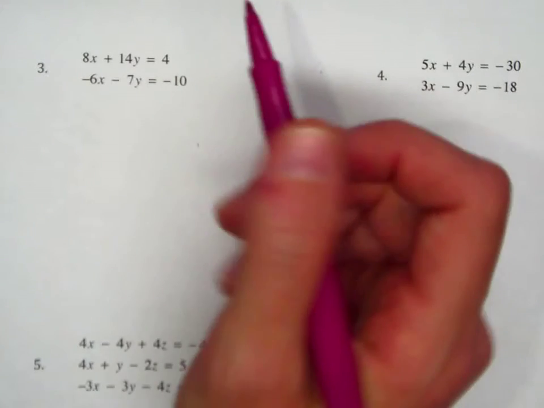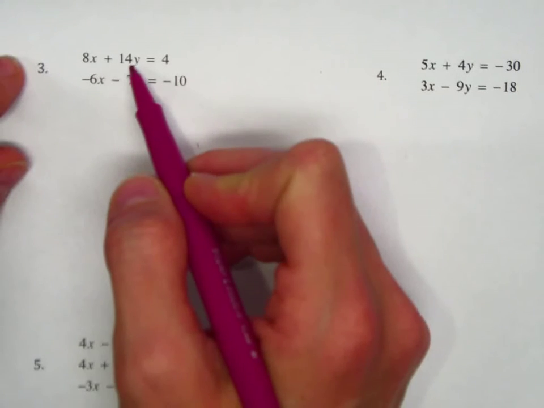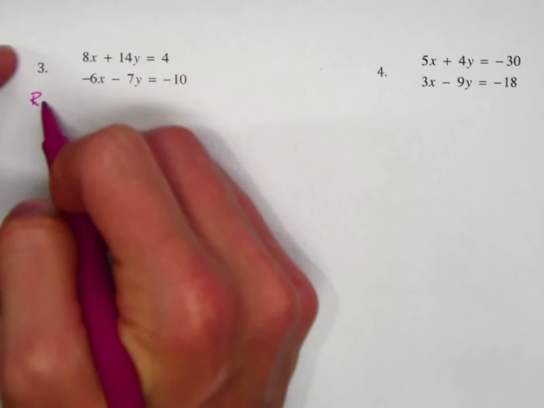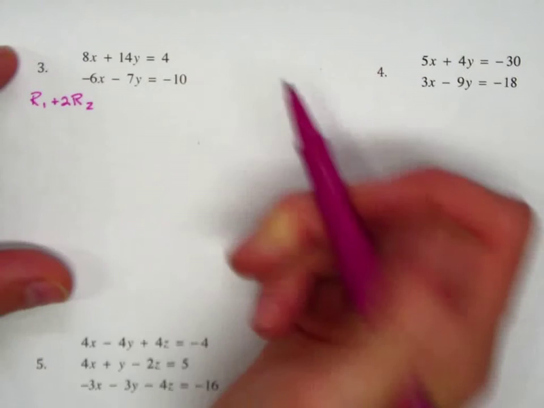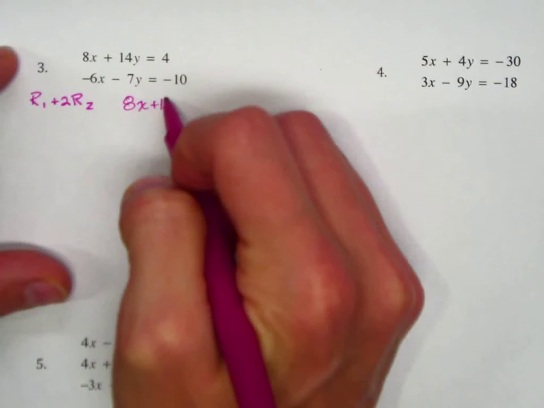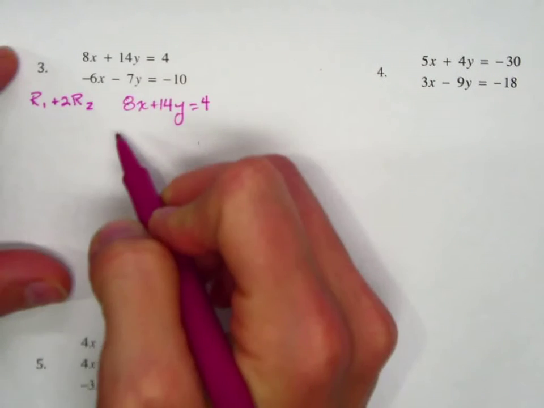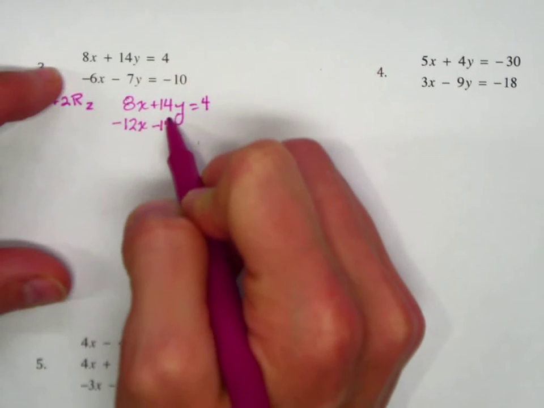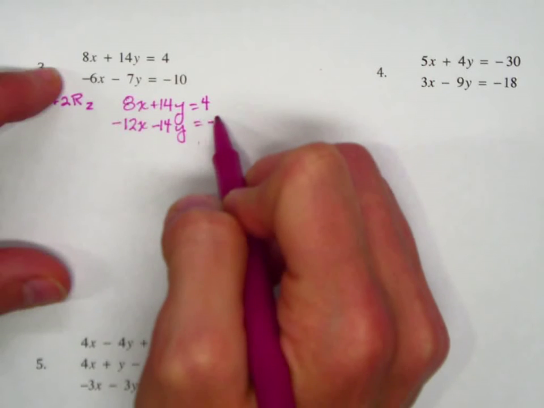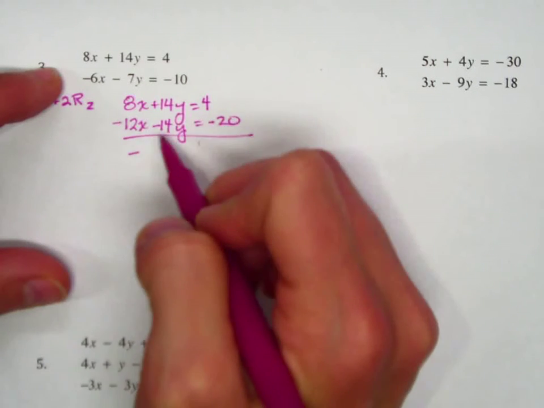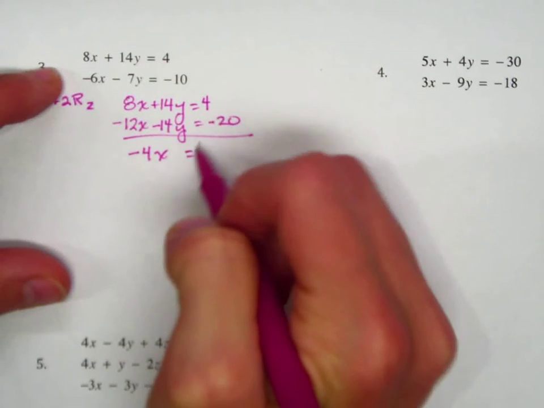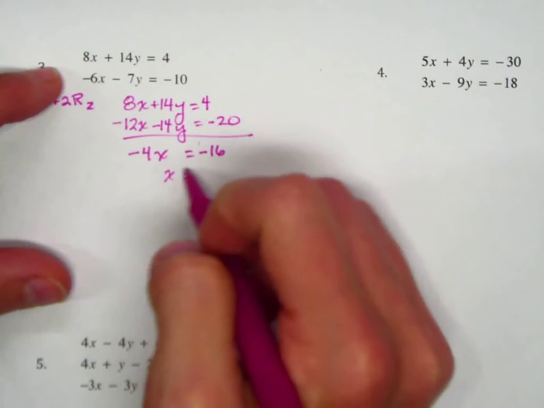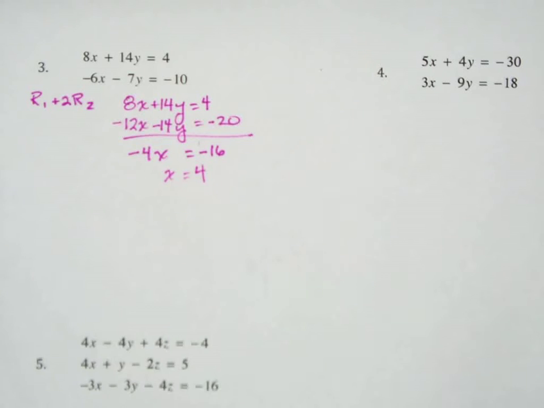For 3, I notice that 14 and negative 7, if I just double this, I can eliminate. So I'm going to go row 1 plus twice row 2. So row 1 doesn't change. And I'm going to multiply the second row by 2. Add those guys together. We get negative 4x equals negative 16. Divide by negative 4 and you get x equals positive 4.